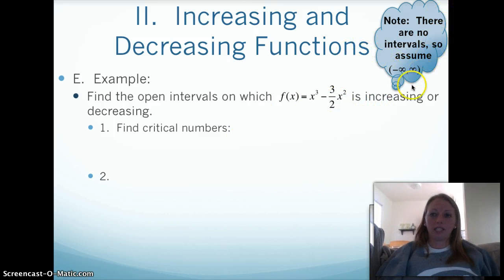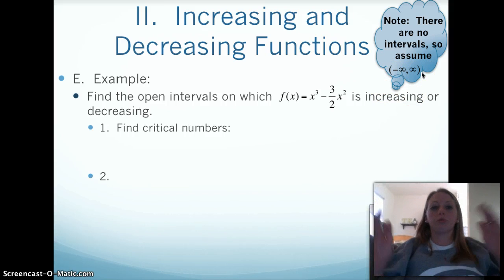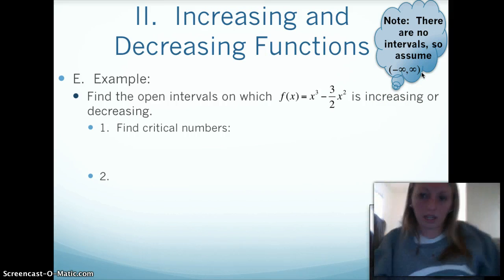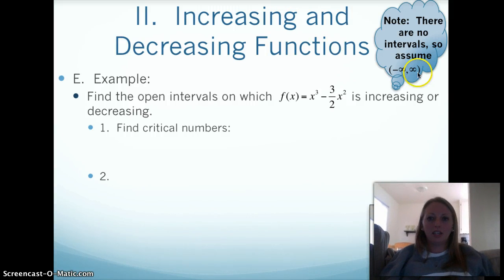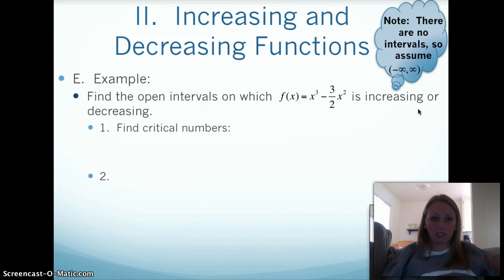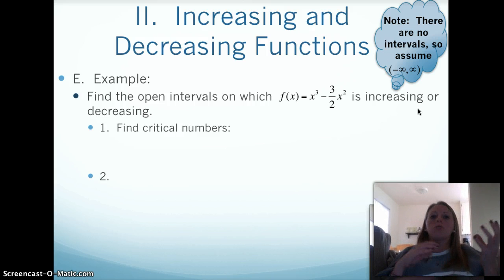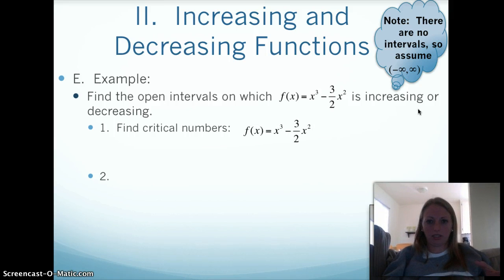So note, like I said, there is no interval that they give you, so you're assuming you're going from negative infinity to infinity. That's our whole interval. If we recall from the previous page, step 1 is to find critical numbers. So how do we find your critical numbers? You take the derivative and set it equal to 0.